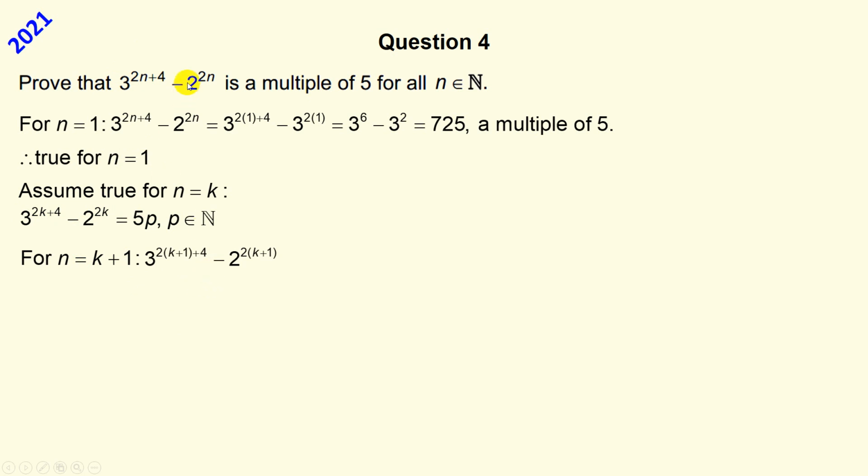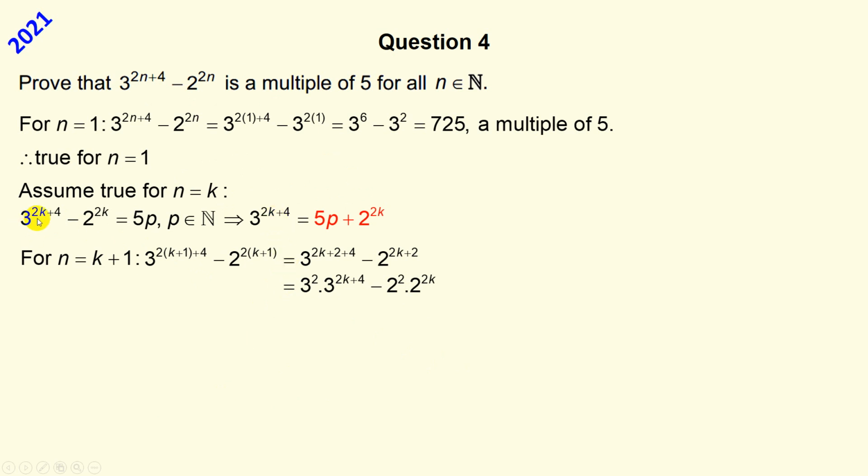So there's the substitution into the original using k plus 1. Now I'm going to break that down. I'm going to try to get that form so that I can just write 5p. So I multiplied out the brackets. So we're there. Now I need 1 of 3^(2k+4), not 9 of them. So that would be 8 times 3^(2k+4), plus 1 of them. And I need minus 1 of 2^(2k). And here we have 4 of them.